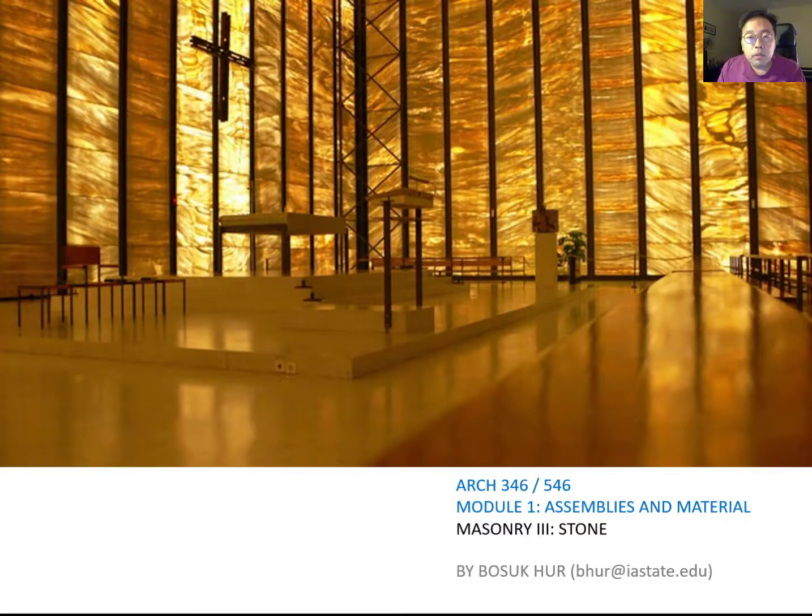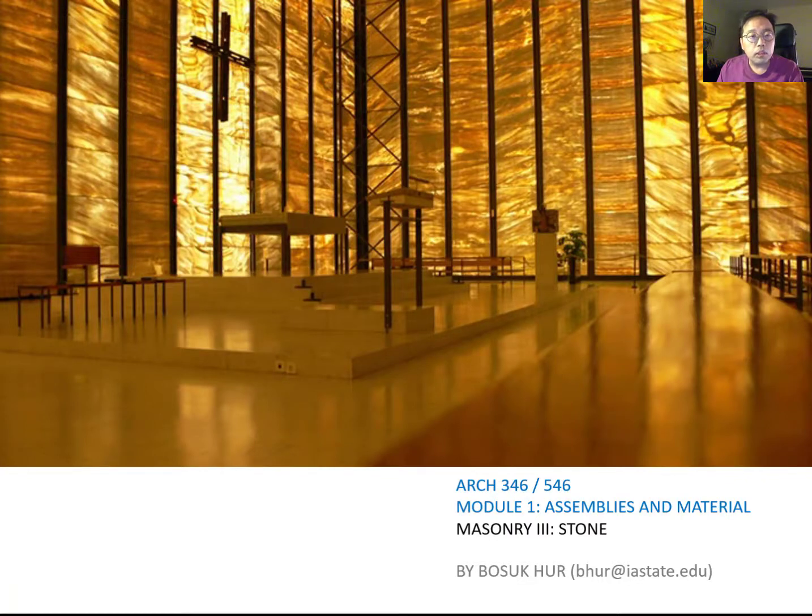So good afternoon everyone. Today our topic is stone. We talk about the materiality and cladding detail today. It has a very similar cladding assemblage to the brick veneer system. We're looking at this system later. First, we're looking at the stone materiality.